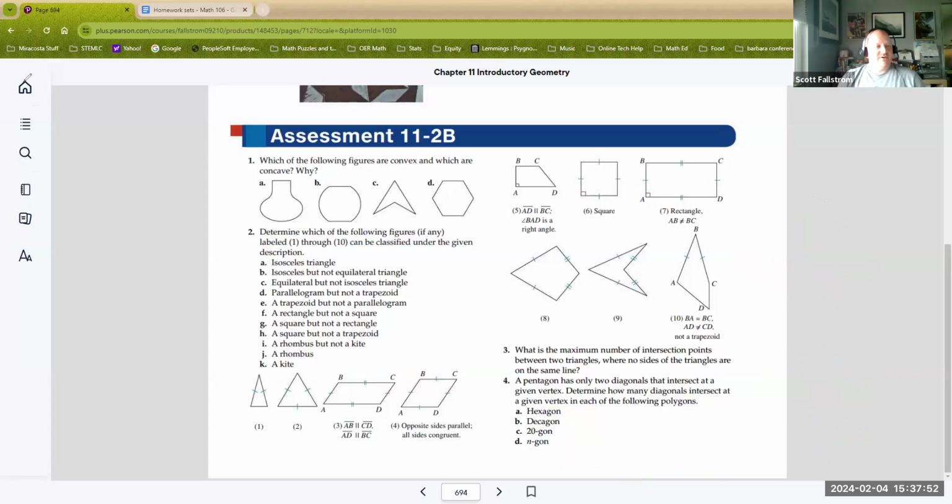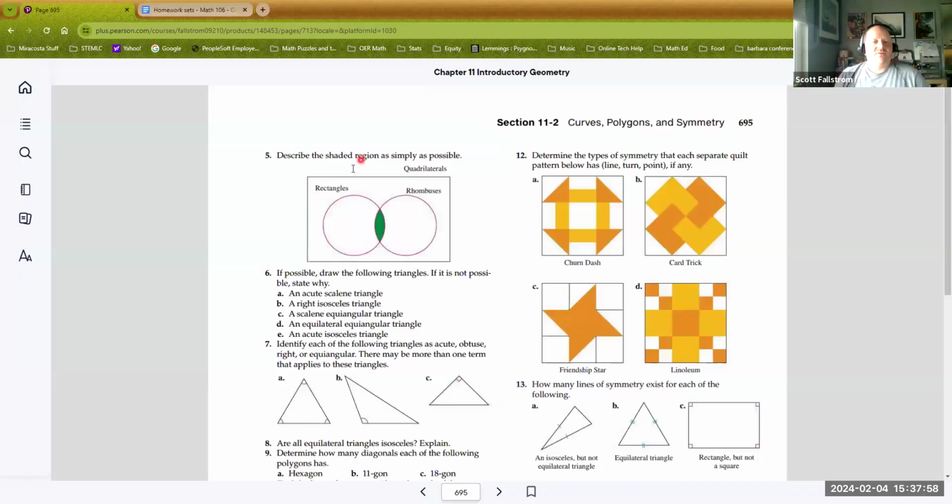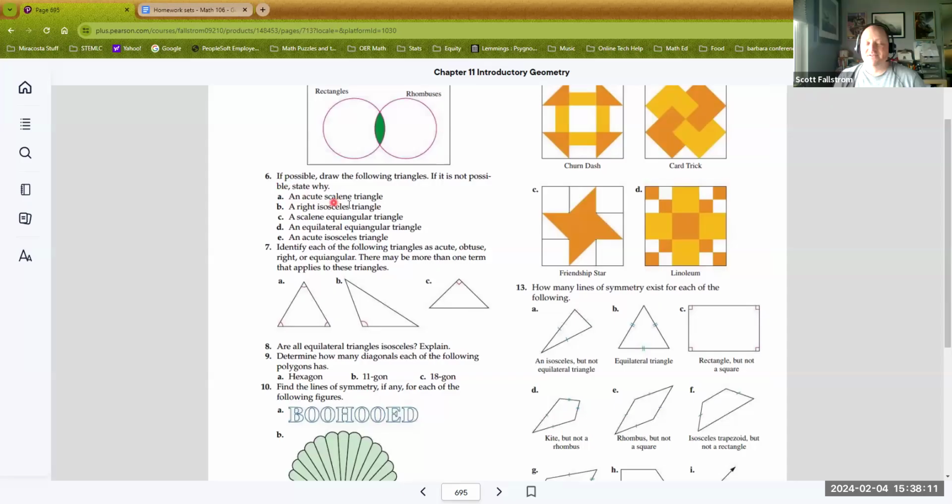Let's move on. I was up to question 4. Describe the shaded region as completely as possible. What kind of things would be at the intersection of rectangles and rhombuses? Looking at the terminology. Question 6 is a great one.